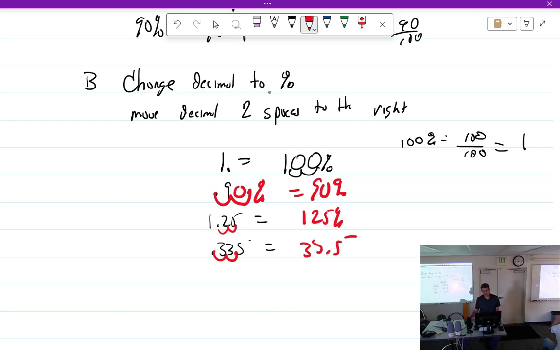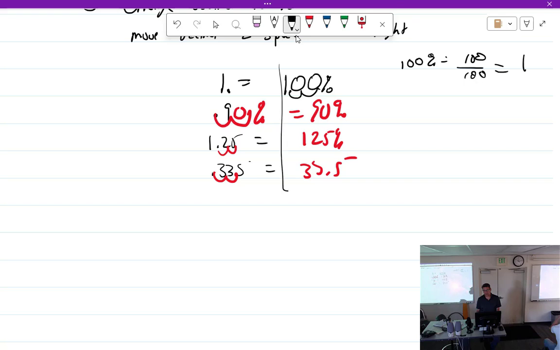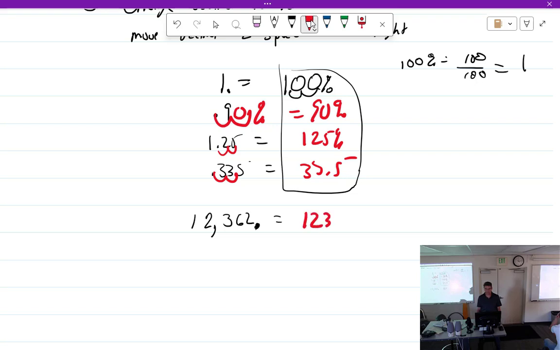Trying to think of where the problem comes in. We're used to seeing numbers like this: 33.5, 125. But what is 12,362 as a percent? Which way am I going to move the decimal? Where's the decimal? Right there, between the 6 and the 2. Sorry, that's a comma. So what is that? 1,236,200%. Is that the right answer?